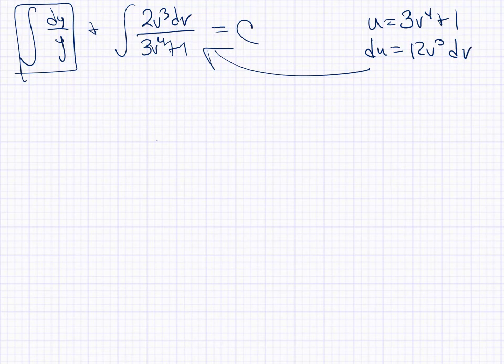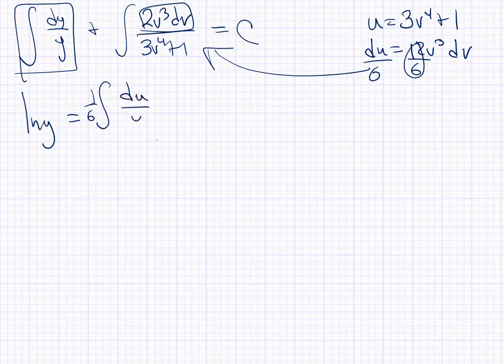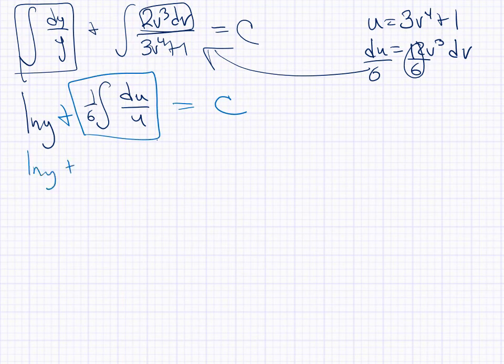So I don't have the 12, I have the 2. So if I divide by 6, I'll have a 2 here, which is what I have here. And this simply becomes log y. This one will then become the 1/6 du over u. So this is a plus. And this is c, so there's another logarithm. So I end up with log y plus 1/6 log u, but u was 3v to the fourth plus 1 equals c. And now it's just a matter of rewriting this thing into a form that looks best.